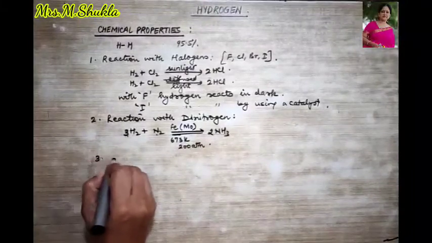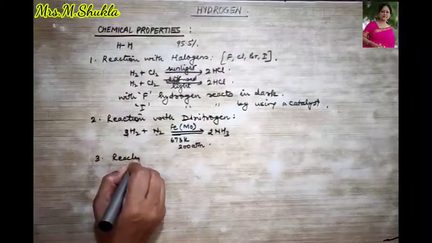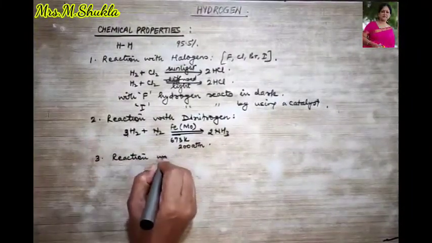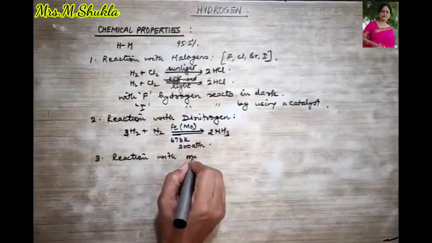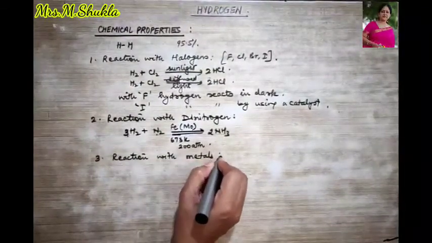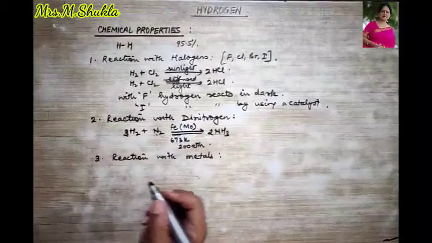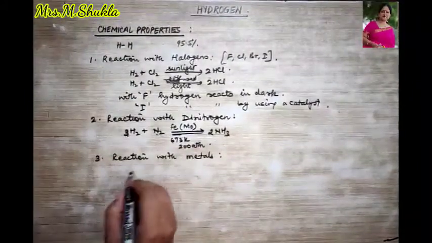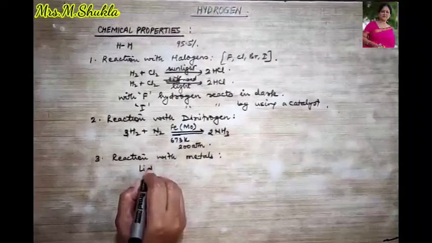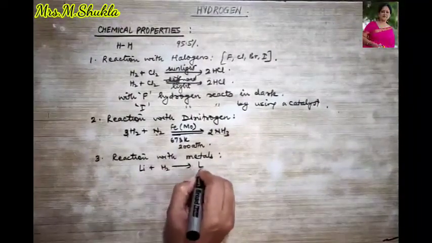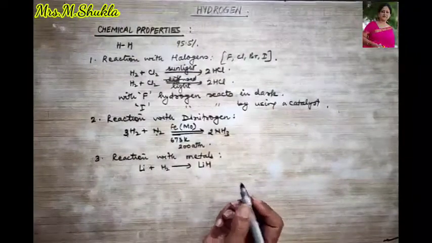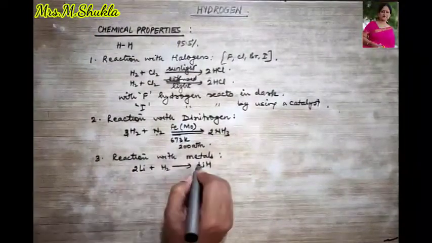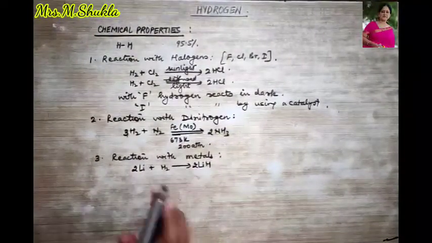Now let's talk about the reaction with metals. Hydrogen can easily react with metals to give metal hydrides. For example, lithium combines with hydrogen to form lithium hydride. Let's balance this, 2 and 2. This is called lithium hydride.